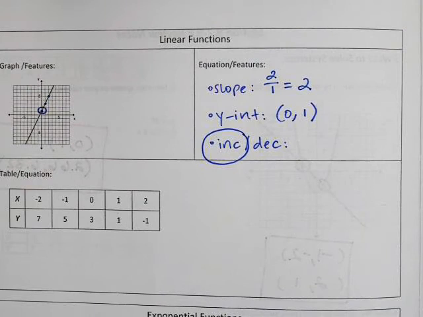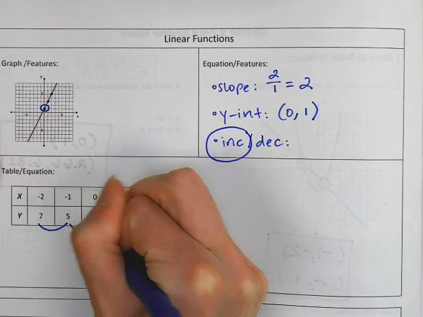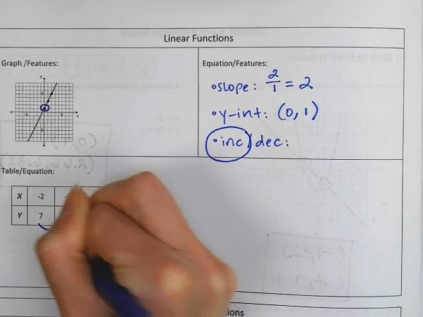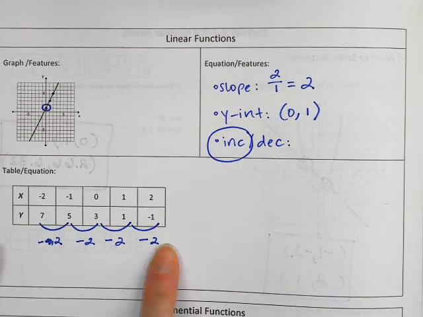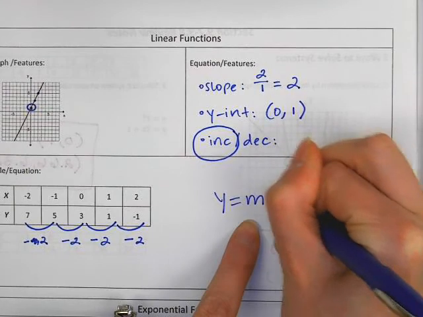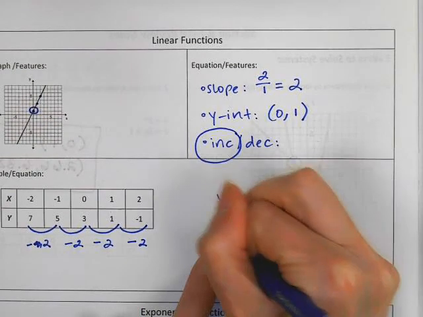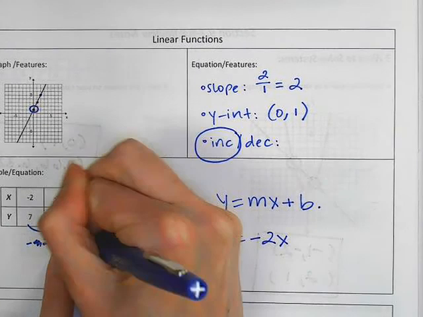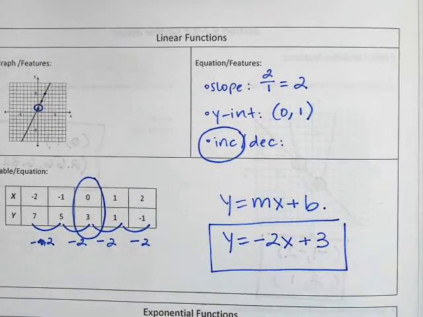All right, and then if a table is linear, then the first differences are the same. So what do you do to get from y to y? We're adding 2, subtracting 2, subtracting 2, subtracting 2, subtracting 2. So when the first differences are equal, it's linear. And then we need to know how to write the equation in y equals mx plus b form. So remember, the m is just the slope. So the m is negative 2, and the b is the y-intercept. So 3. So the final answer is y equals negative 2x plus 3.